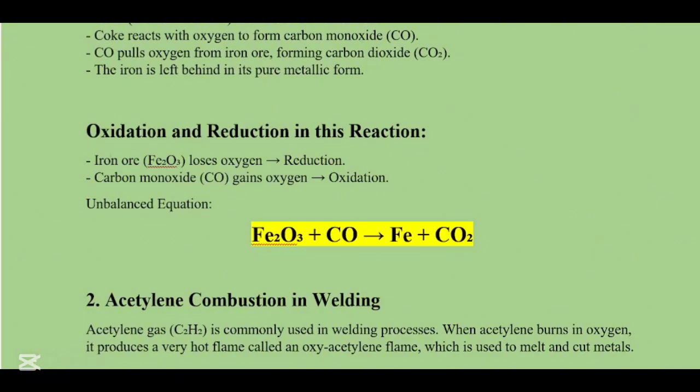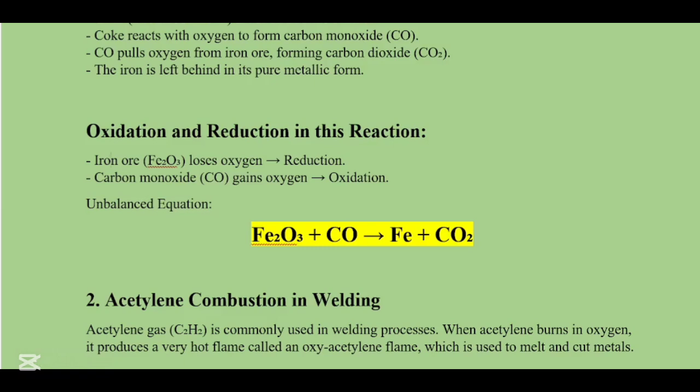When an element gains oxygen, what does that mean? That means that carbon monoxide underwent oxidation, because the number of oxygen atoms has increased to 2. Now Fe2O3, on the right hand side, has been converted to Fe only, which means that it lost 3 oxygen atoms. So this is the reduction.